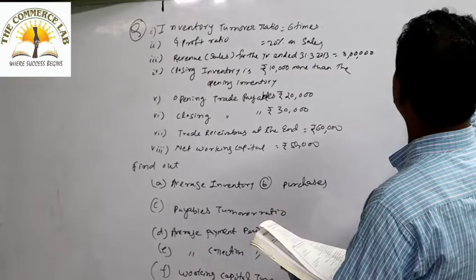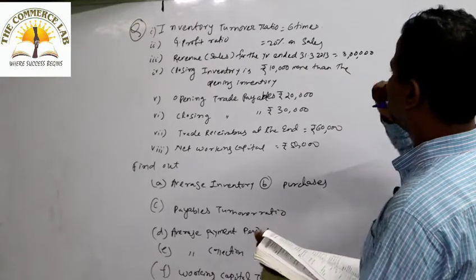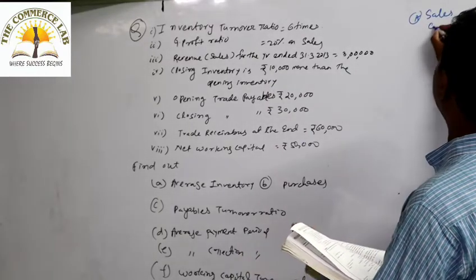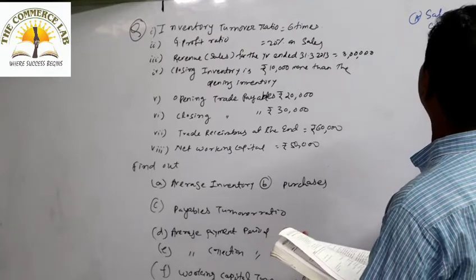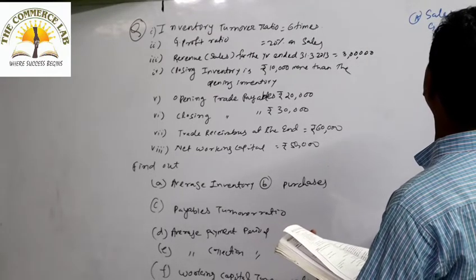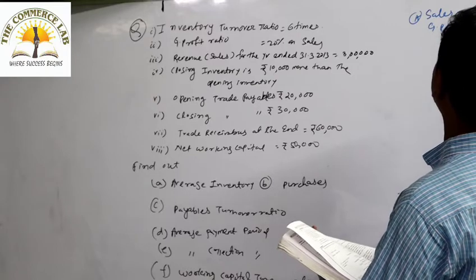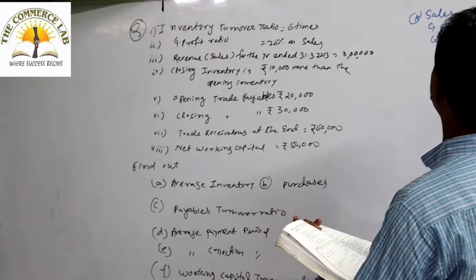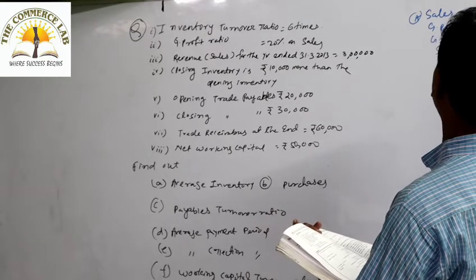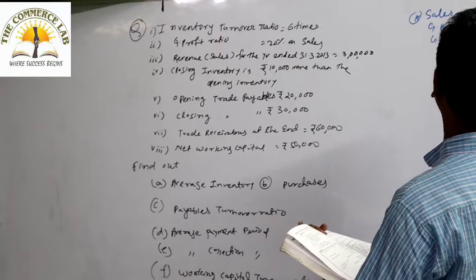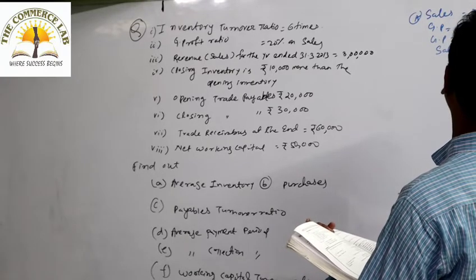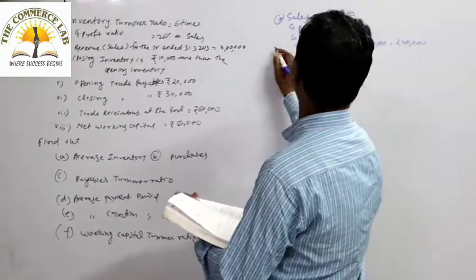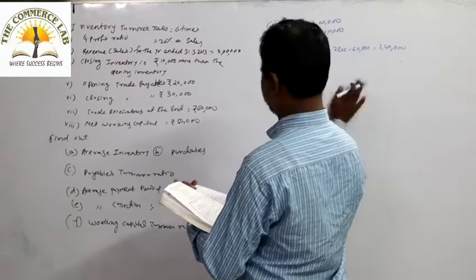First I will answer sales. Sales given is revenue, that is 3 lakh. Gross profit given is 20% on sales. Sales is 3 lakh, so 3 lakh by 5 gives gross profit of 60,000. So sales minus gross profit is 3 lakh minus 60,000, which is 2 lakh 40,000.